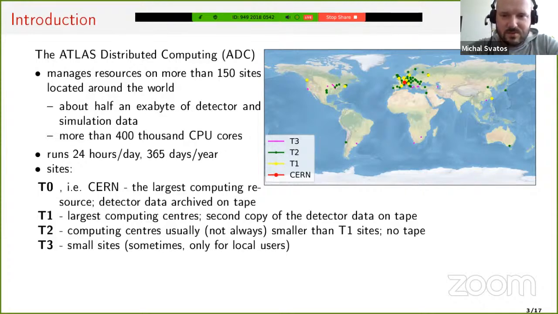There is a little bit of split of sites depending on their capabilities. So you can see it on the map. There's Tier 0, which is CERN, and that is the largest resource and also has all the detector data, and they are archived on tape. There are Tier 1s, they are usually the largest computing centers, and they also usually have tape and store the second copy. Then Tier 2s, which are smaller, not always that much smaller computing sites, and then Tier 3s, which are small sites, sometimes only used for local users and local analysis.